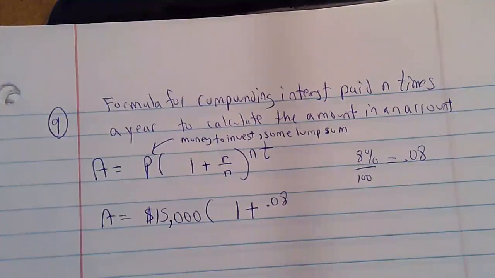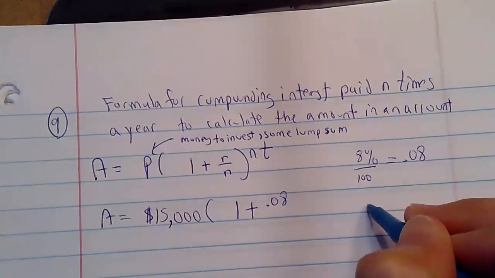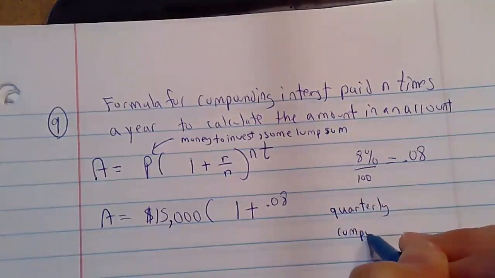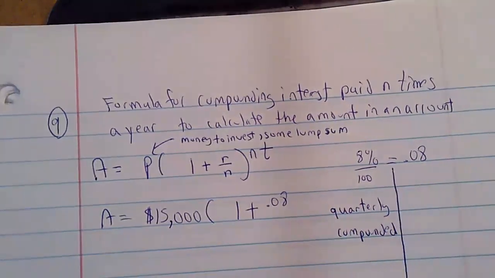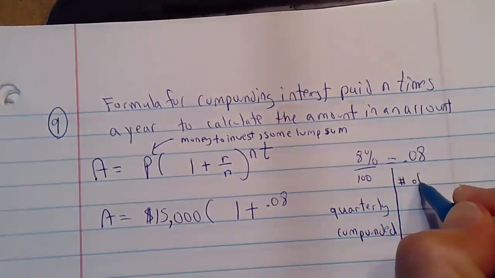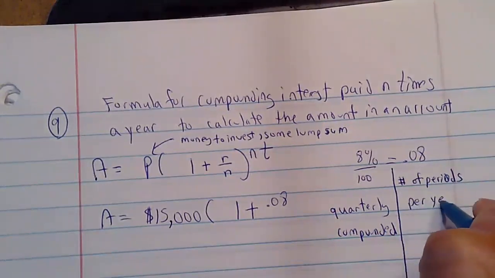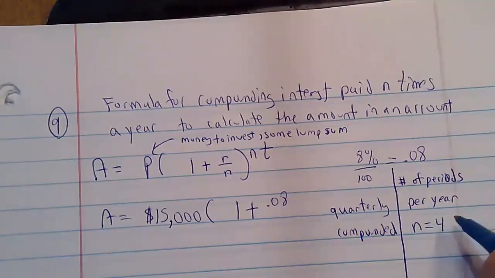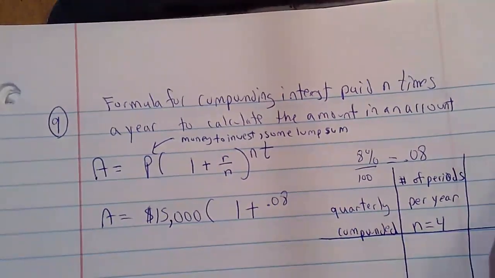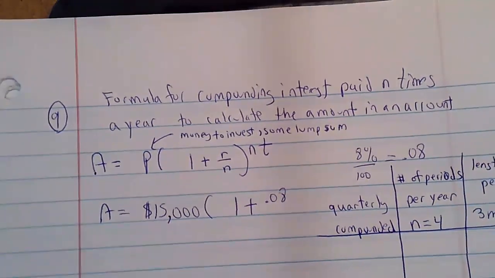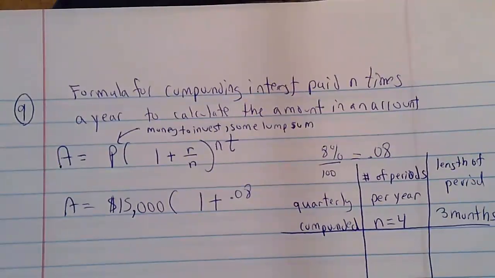And then n, they said compounded quarterly. So let me make a little chart here: quarterly compounded, number of periods per year. When it's compounded quarterly, that would be 4. And then the length of the period, that would be 3 months. In a whole year, there's 12 months, so every 3 months they would accrue a new amount, some interest earned.